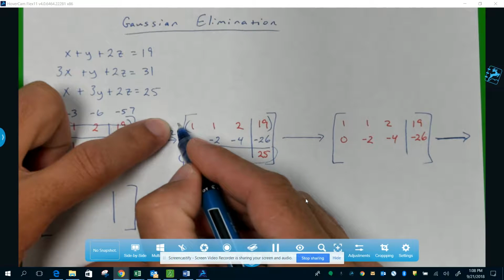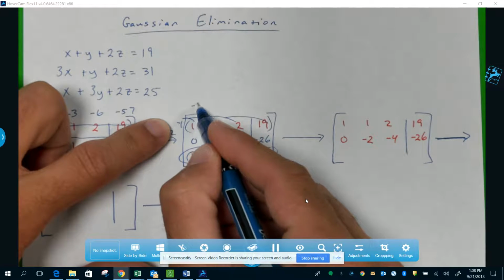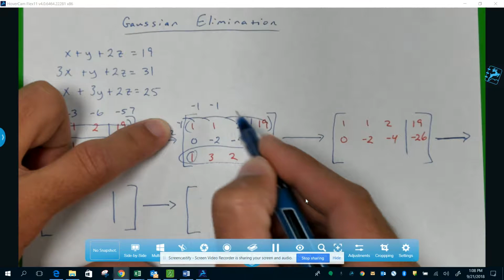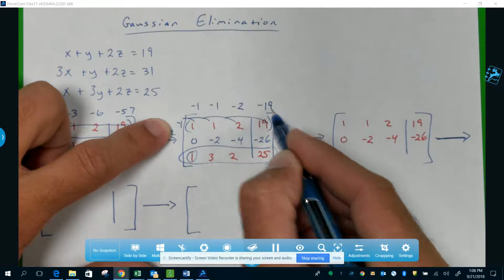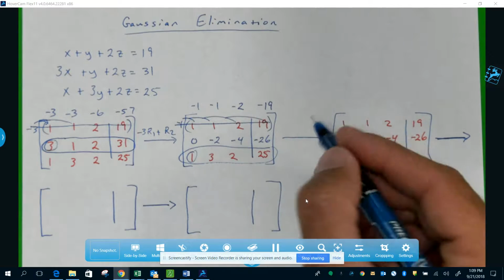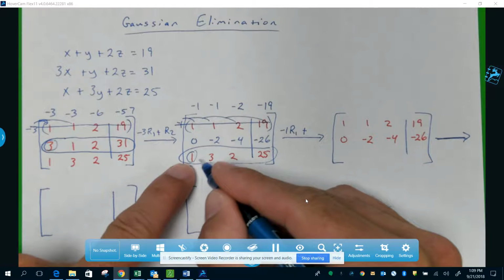So I'm going to multiply by -1 all the way through. -1 times 1, -1. -1 times 1, -1. -1 times 2 is -2, and -1 times 19 is -19. Okay, so I just did -1 times all of row 1, and now I'm going to add that with row 3.